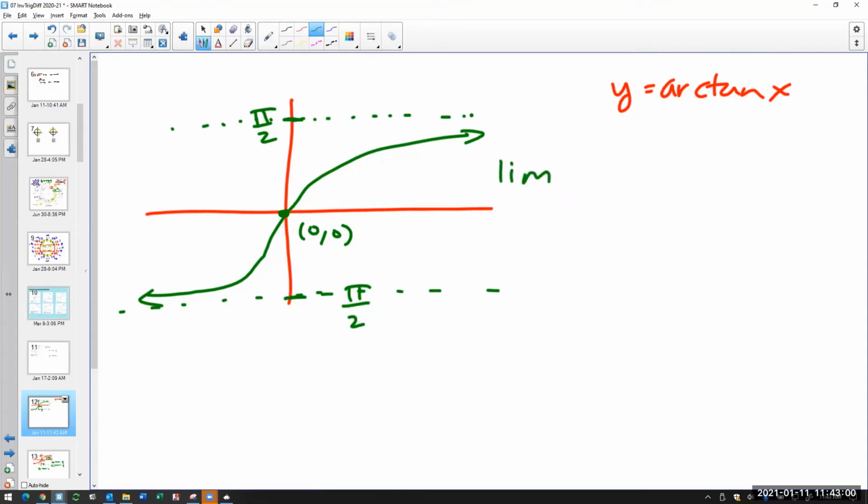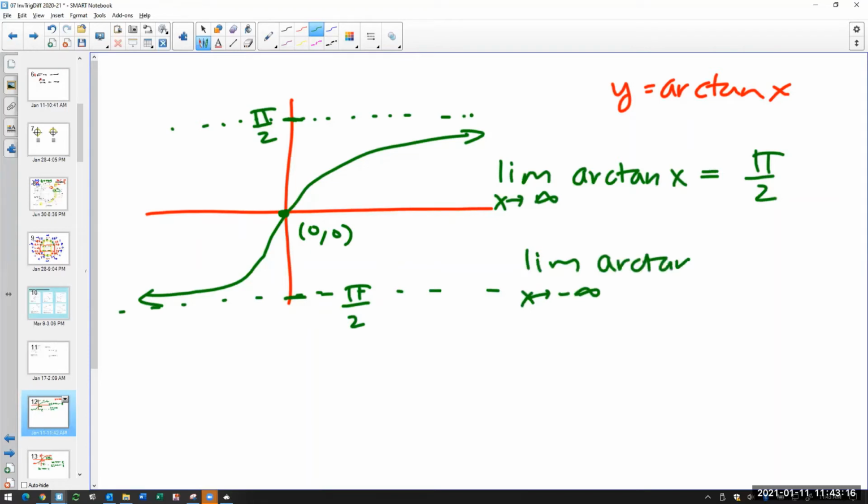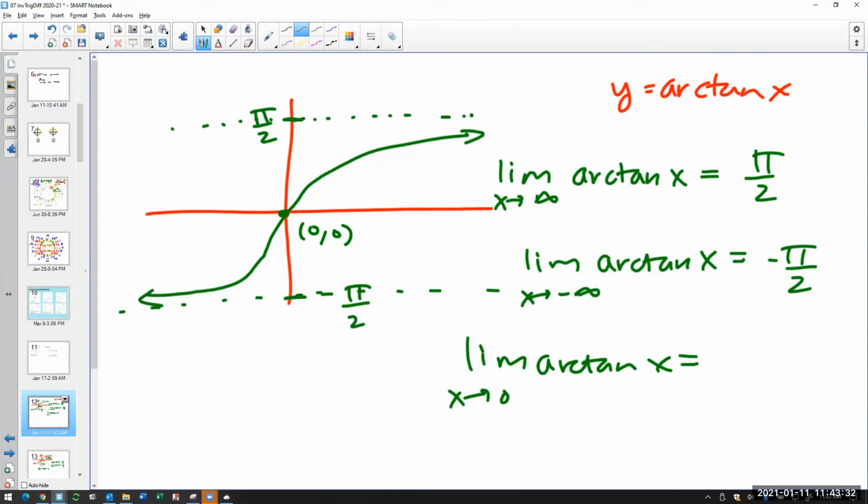One is if you ever take the limit as x goes to infinity of arctangent of x, what y value do you approach? Pi over 2. And if you ever take the limit as x goes to negative infinity of arctangent of x, as x gets smaller and smaller, what y value do you approach this way? Negative pi over 2. And then another one you have to know is the limit as x goes to 0 of arctangent of x. If you come from the left or from the right, it really doesn't matter. What y value do I approach? 0. Okay, so those are 3 that you have to memorize.